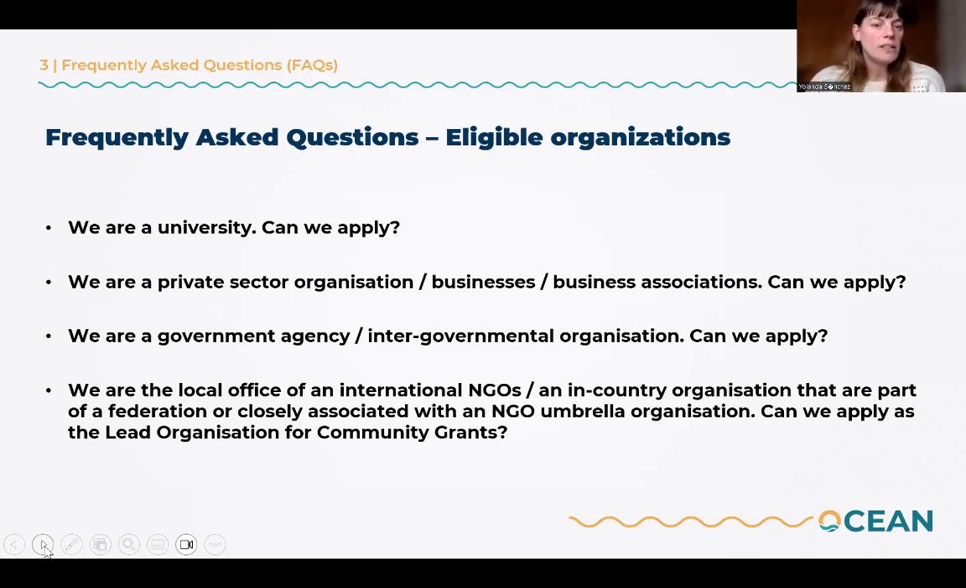And now finally, we are the local office of an international NGO, or in-country organizations that are part of a federation or closely associated with an NGO umbrella organization. Can we apply as the lead organization for community grants? International NGOs that have a local office in the country can apply, but we recommend, or we ask, that you have a local partner, another organization also working in the same country. That is one of the points that is very important when the projects are reviewed by the expert committee, to understand very well how the organizations are connected with the local partners, and what the role of these local organizations is in the project.